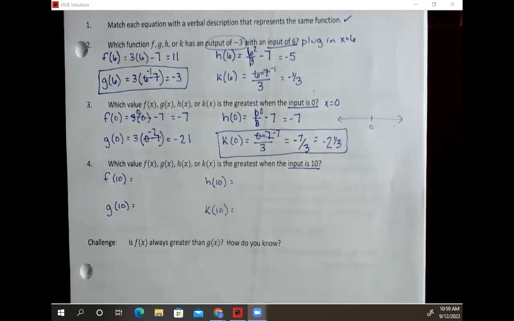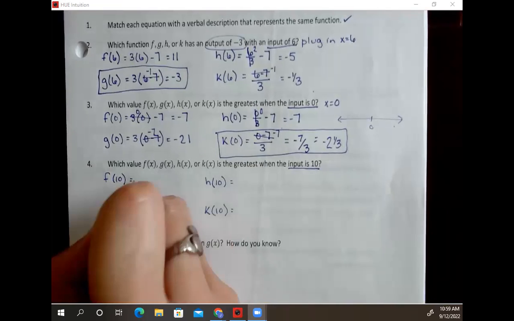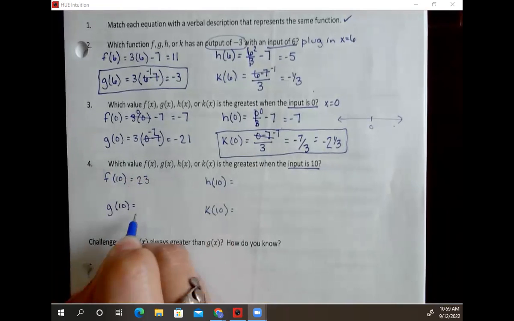Okay, after finishing up here, f of 10, when you plugged in 10 for x, what did you get? 23. How about for g? G of 10. 9.